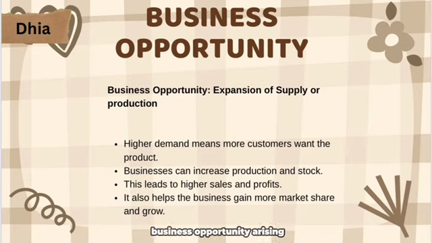So next, one business opportunity arising from the increase in demand is expansion of supply or production. When more people want to buy a product, businesses can produce and sell more to meet this demand. For example, if demand for fish and vegetables goes up, suppliers can increase their stocks, hire more workers, or open new stalls. By doing this, they can earn higher profits, reach more customers, and strengthen their position in the market.